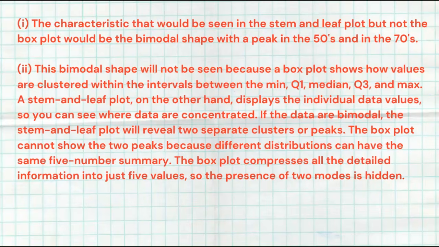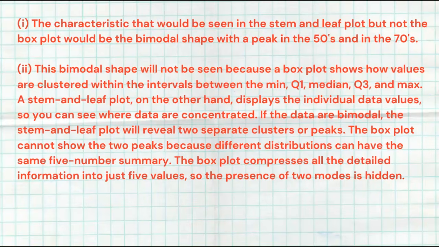A stem and leaf plot, on the other hand, displays the individual data values, so you can actually see where the data are concentrated. If the data are bimodal, the stem and leaf plot will reveal two separate clusters or peaks, which we did see. The box plot cannot show the two peaks because different distributions can have the same 5-number summary. The box plot compresses all the detailed information into 5 values, so the presence of 2 modes is hidden. So hopefully that makes sense in terms of, first off, what it is that we were able to see in the stem and leaf plot, and then why that is.